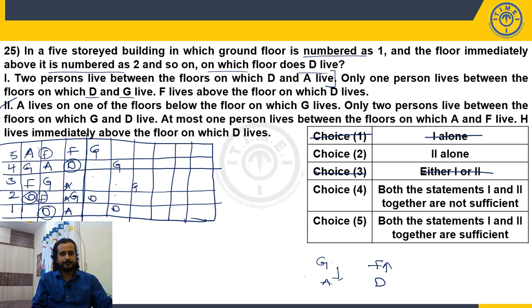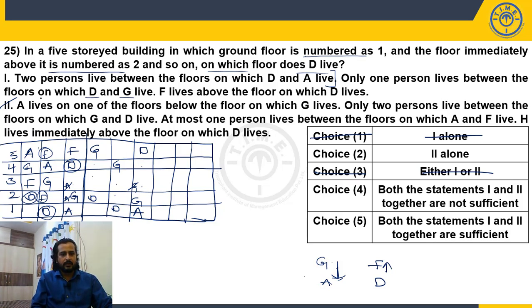G cannot be here because I can't take the 2 gaps. G here, yes, there is a chance. G, 1, 2 gaps, D. G at the bottom is not possible because A should be below G. So the only possibility here, A will be here. So D, G, A.